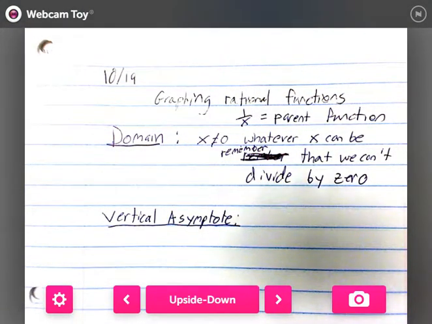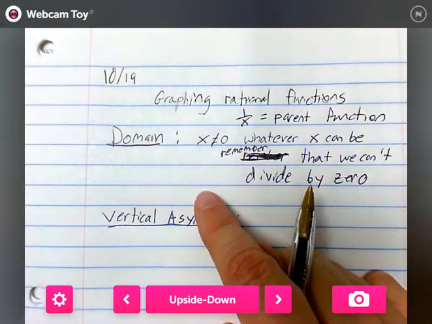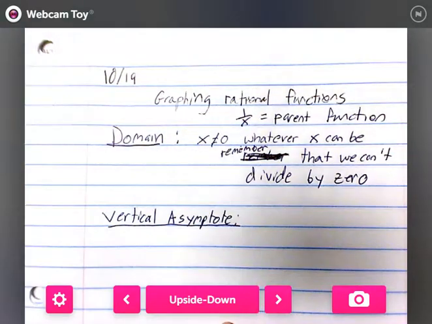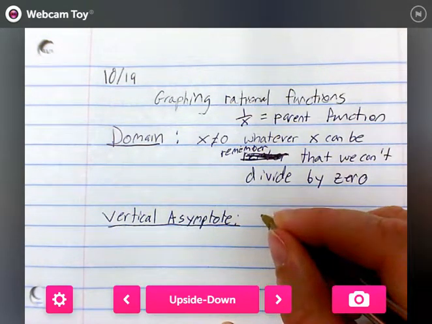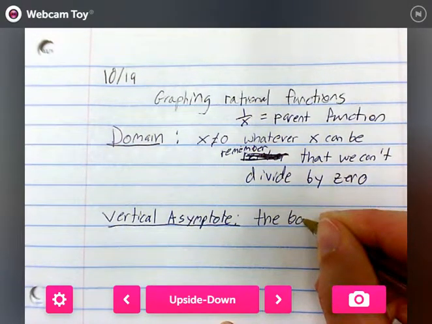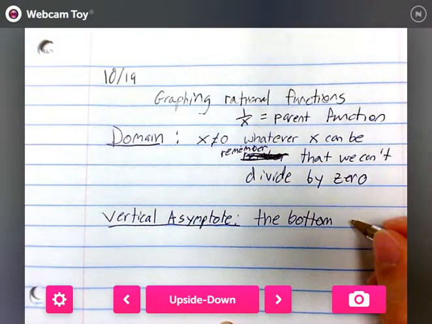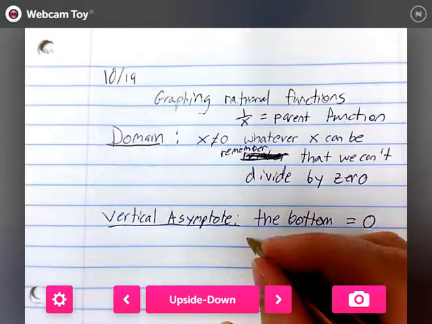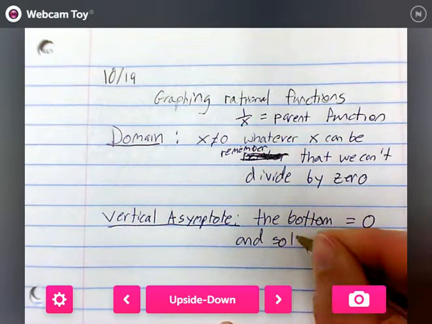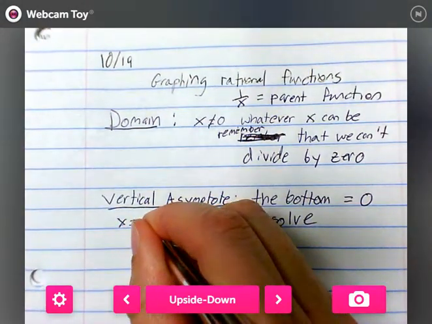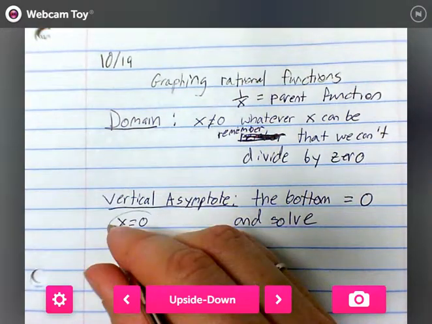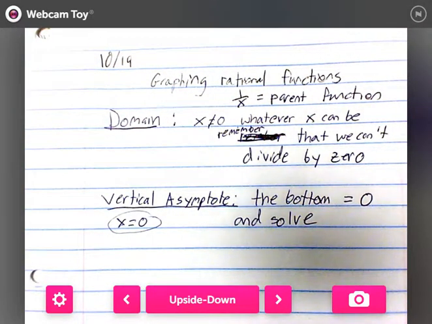Vertical asymptotes, again, is very similar to what we talked about with the domain. Okay? So it's what we set the bottom equal to 0 and solve. Okay, so in this case, we're going to go x equals 0, so we know right there, that's my vertical asymptote, because we don't need to solve anything.